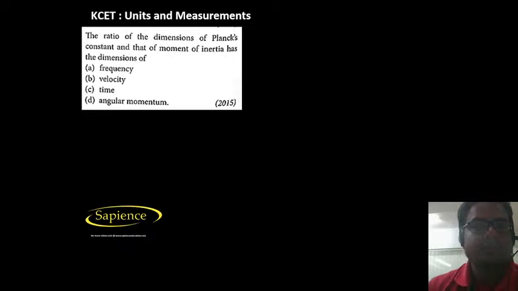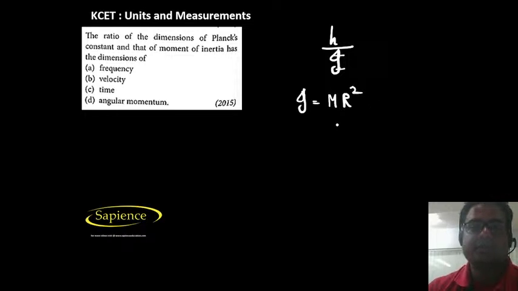Okay, so the ratio of the dimensions of Planck's constant and that of moment of inertia has the dimensions of what? Moment of inertia, we can call it I. So h by I. We know that moment of inertia is given as m r square, so the dimension formula of moment of inertia is M L square.